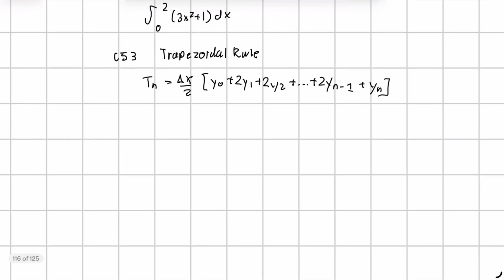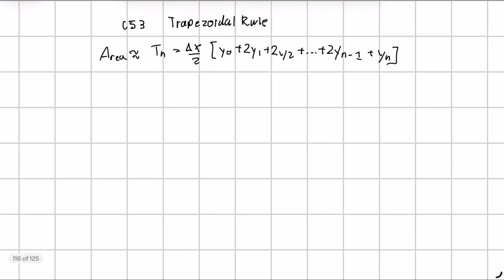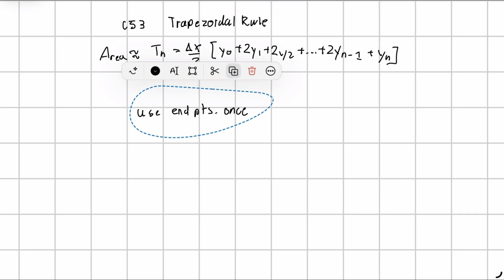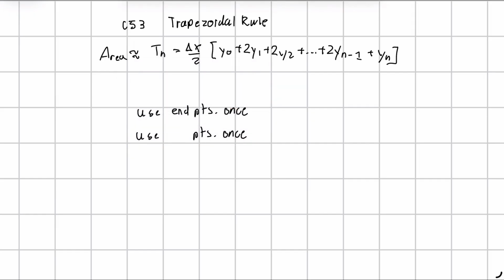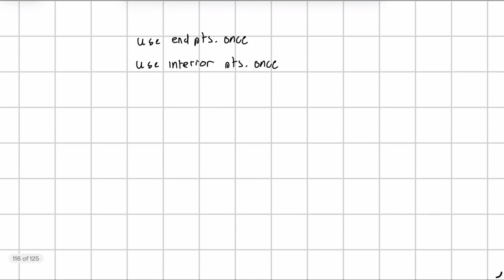And basically, it's going to approximate our area using these trapezoids. So first of all, you have to find delta x, and then you have to use your endpoints once, and then you have to use your interior points once, and then you're going to multiply by the delta x over 2.